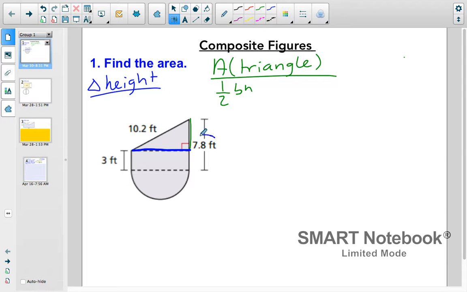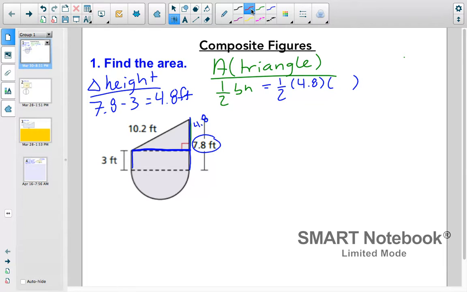Take the 7.8, which is the distance from here to the semicircle, and take 3 feet away from it. So 7.8 minus 3, that gets you 4.8. And go ahead and label it 2. So this guy is 4.8 feet. So that's 1/2 times 4.8 times something else. We don't know what that something else is yet. So we need to find it. We can find it. We do have enough information now.